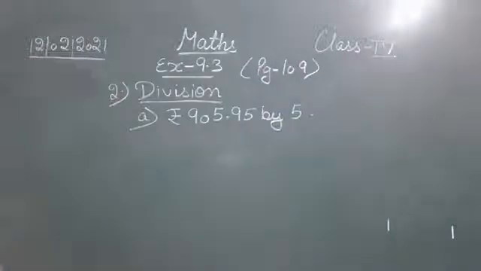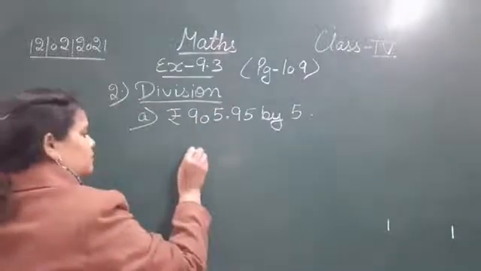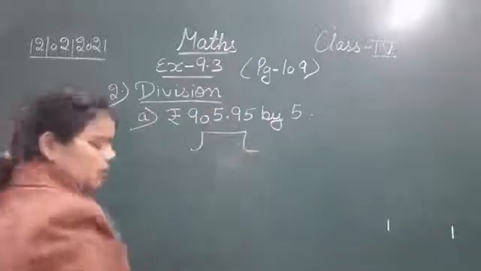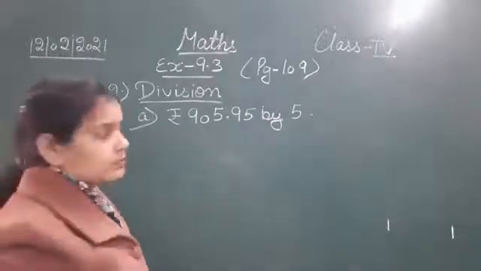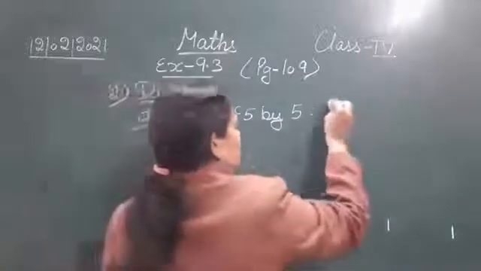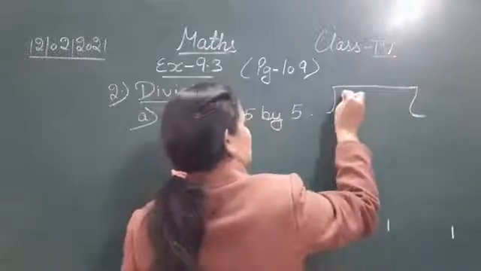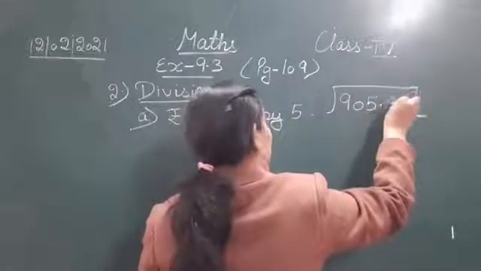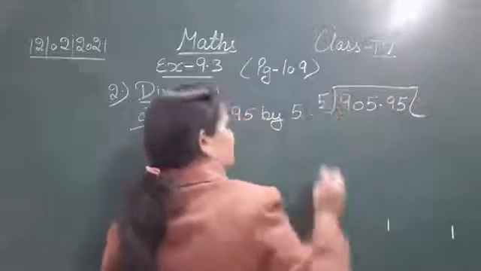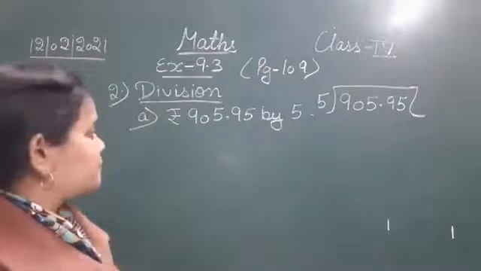Okay, so let's divide this amount with 5. It is simple division that we are doing from the very first. I'll do the division here because I need proper space for doing the division. So that is 905 rupees and 95 paise divided by 5. Okay, so let's divide it.